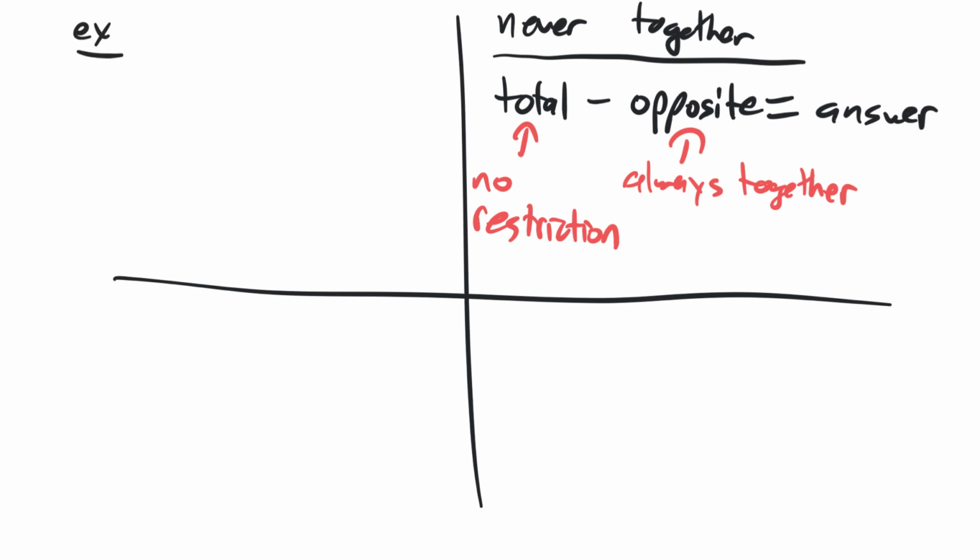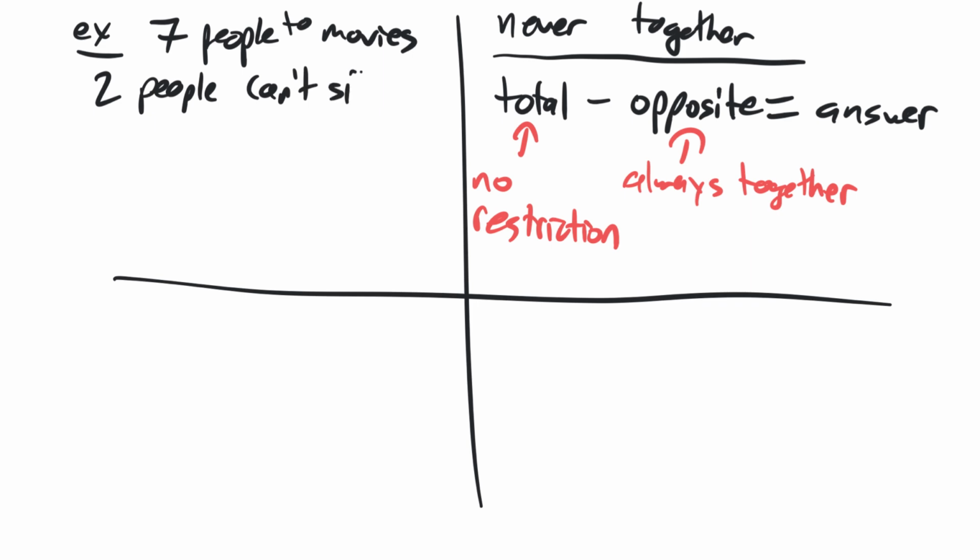So let's do an example over here. Let's say 7 people are going to the movies. So 7 people are going to the movies. And let's say 2 of them are having a fight. They hate each other and they just cannot sit next to one another. So how many different possible seating arrangements are there? If 2 people can't sit together. So pause the video and give it a try.